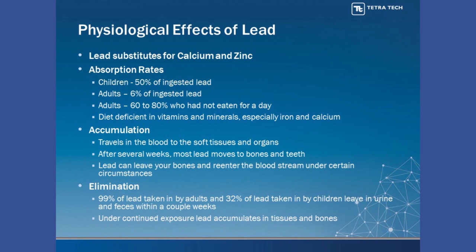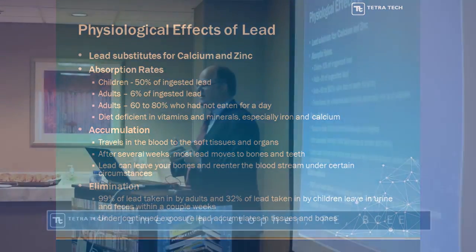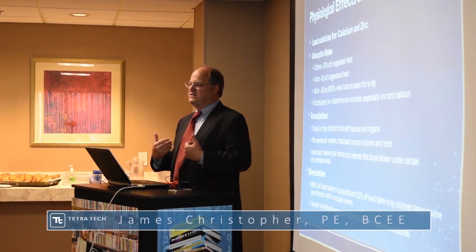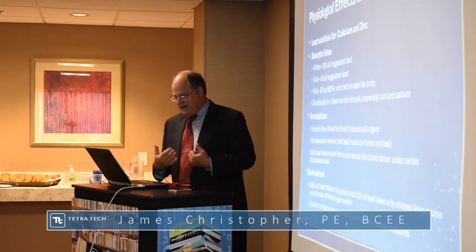And then elimination in adults, once again, most of that lead that's taken in your body, 99% of it, is basically passed out of your body as waste. In kids, unfortunately, only about a third of that lead passes out. Part of that is because their bodies are developing, they're growing, they have a higher need for those nutrients, and their body is going to absorb lead just like it would calcium or zinc at a much higher level because they're young and growing.